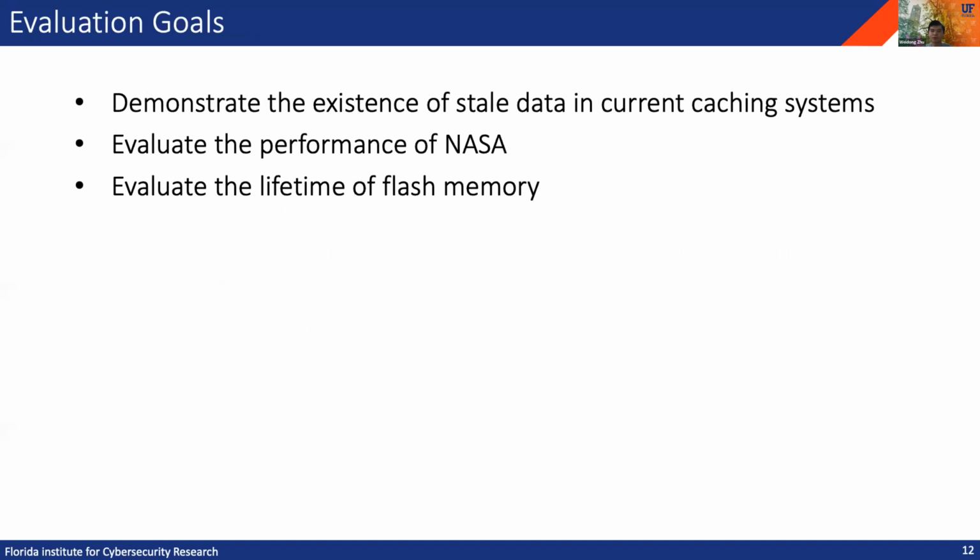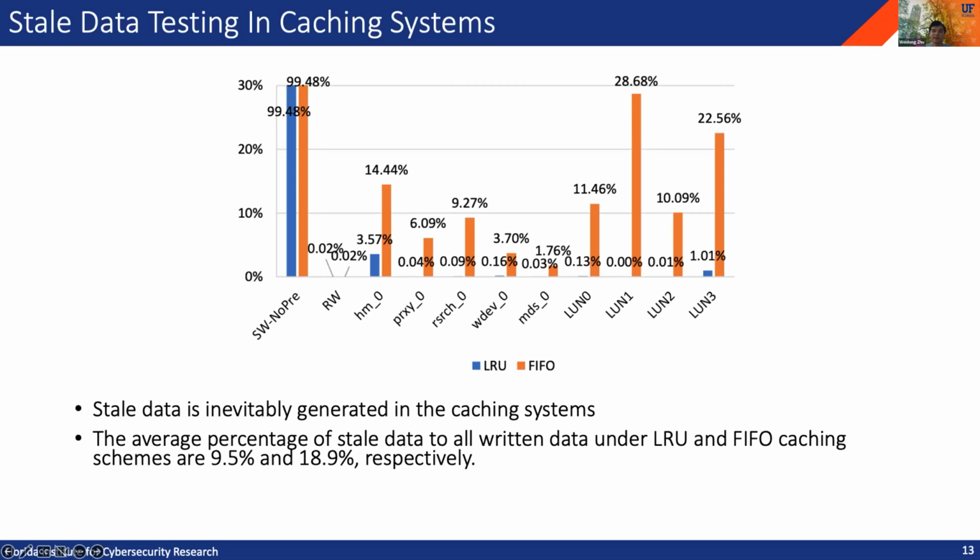In our evaluation, we have three goals. First, we need to demonstrate whether the stale data exists in the caching systems. Then we want to know how efficient NASA is. Finally, we also need to understand the lifetime of the flash memory. So we test NASA with LRU and FIFO with the FIO benchmark, MSR workloads, and SysTor workloads.